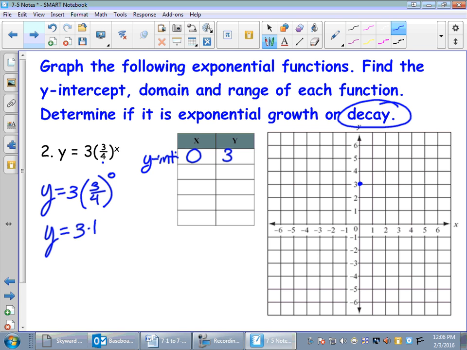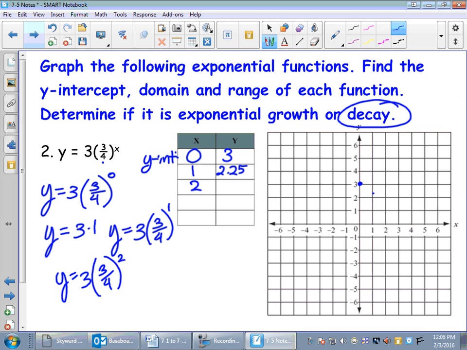When I plug in 1, I get y is equal to 3 times 3/4 to the first power. And 3 times 3/4 is 2.25. So we're just going to guesstimate 2.25. So I went over 1, and I'm going to be up 2 1/4. Let's plug in 2. When I plug in 2, I get y is equal to 3 times 3/4 squared. You can type that into your calculator. Just make sure that you square the 3/4 first, which gives you 9/16, and then times that by 3, 1.6875, so 1.7-ish. So at 2, I was at 1.7.